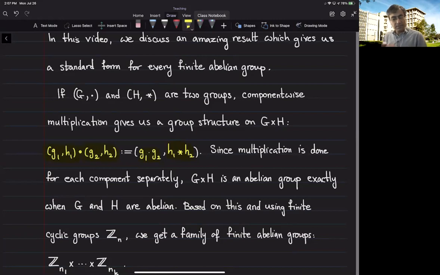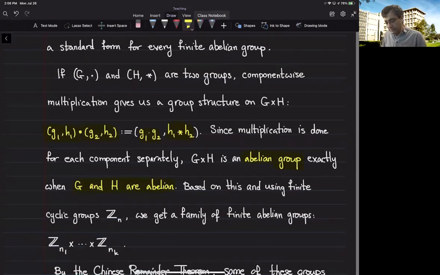And that means the Cartesian product of two groups, G cross H, is an abelian group precisely when both G and H are abelian groups. Okay, so now starting with cyclic groups, using Cartesian product, we can construct many finite abelian groups. Remember, cyclic groups are abelian. So I start with cyclic groups Z sub n1, Z sub n2, and so on, and then I take the Cartesian product of these groups. We end up getting a finite abelian group.